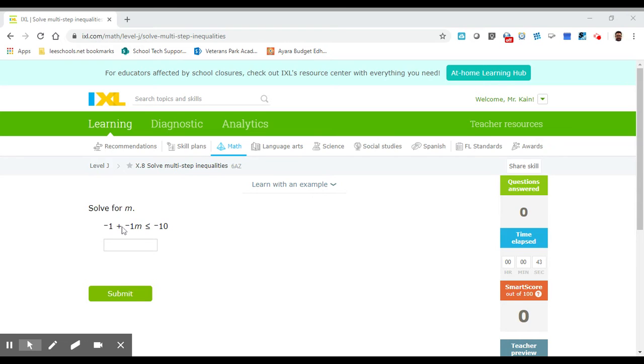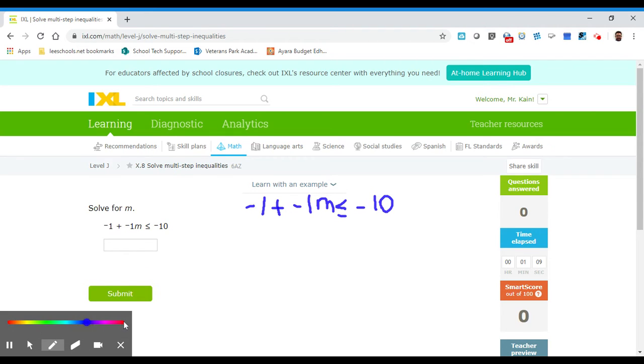Okay, so we have the problem -1 plus -1 times a set of numbers will be less than or equal to -10. So let's get crack-a-lackin' here. Get my pen handy and we'll write it down, okay? Plus -1m less than or equal to -10. So we're going to solve this just like we solve multi-step equations. Just circle the stuff you need to get rid of. This one. We need to get rid of this, and that'll leave m by itself, right?